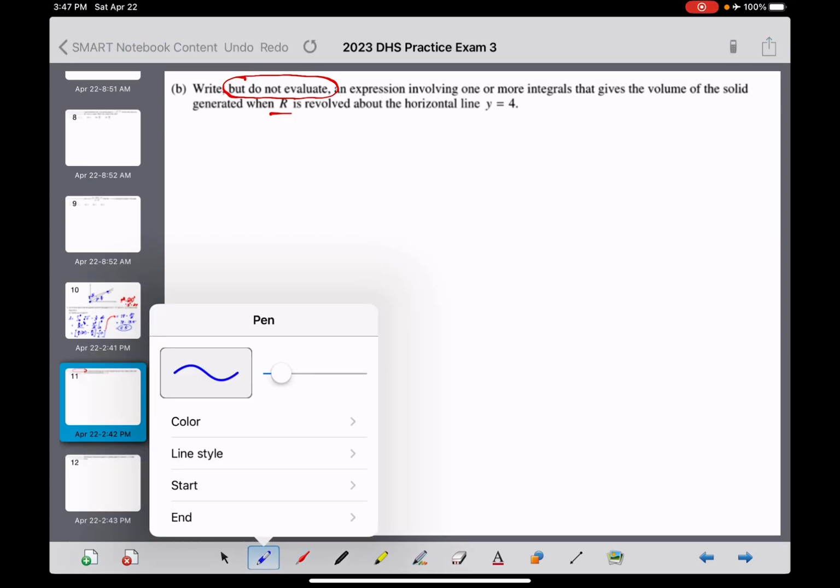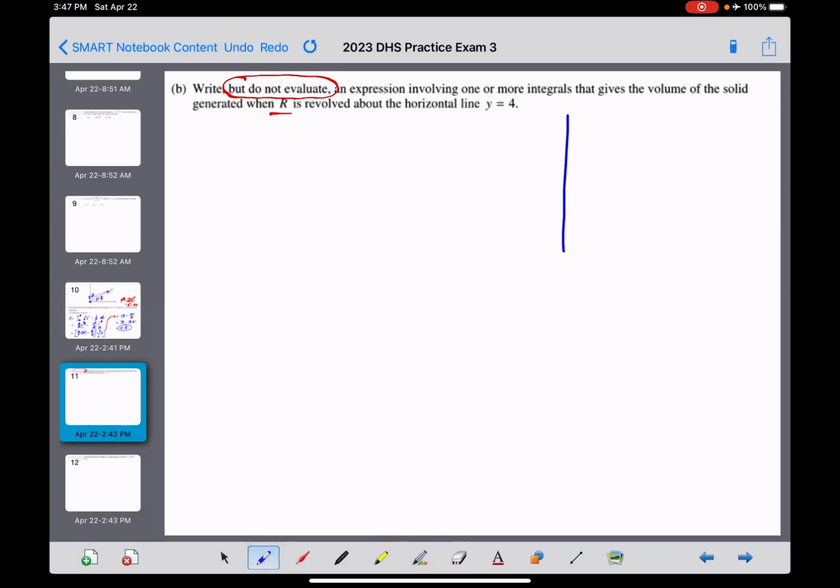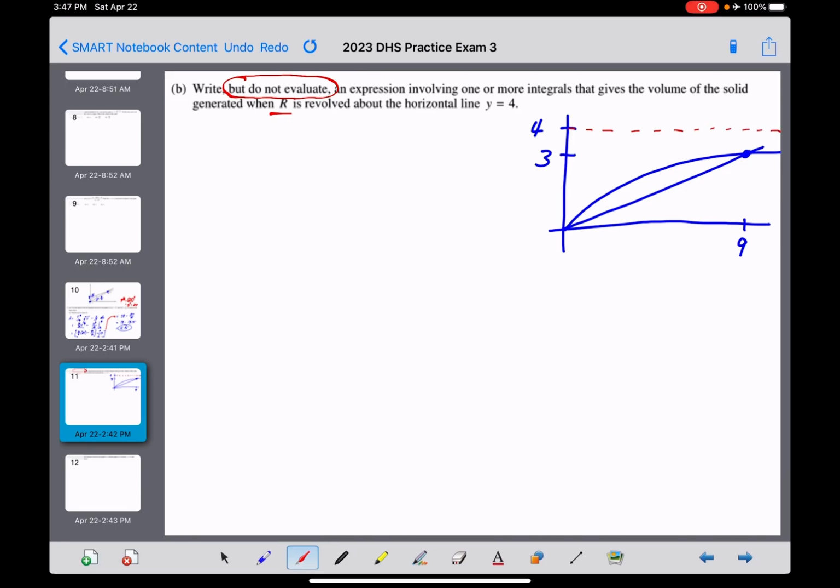So it might just be faster for me here, guys, to just draw a quick sketch of this region again. So we had this linear function here, we had a square root function that looked something like that, and they intersected right here at x equal to 9 and where y was equal to 3, if I'm not mistaken. Now, y equals 4 is going to be that line right up there. So here is our axis of revolution.